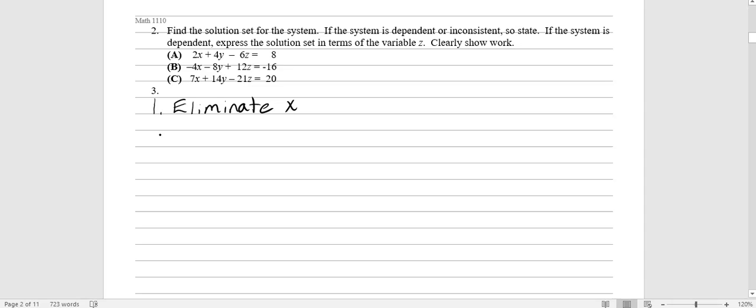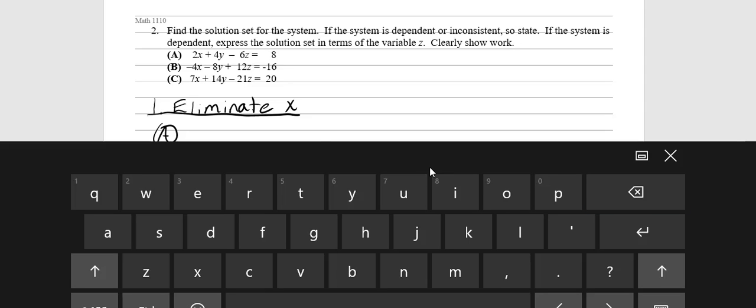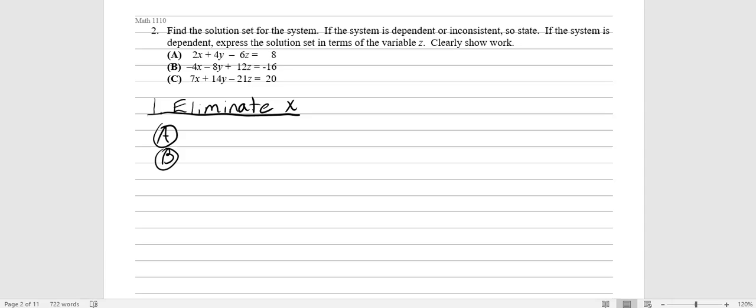And to do that, I'm going to focus on equations A and B. I could have chosen just as well to eliminate y or to eliminate z, but I'm going to choose to eliminate x as my first step in this process. Now, what I want to point out is that whatever variable I decide to eliminate, I focus on that variable and its coefficients in two of the equations.